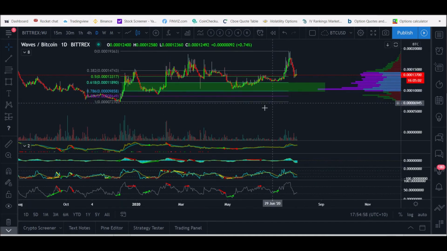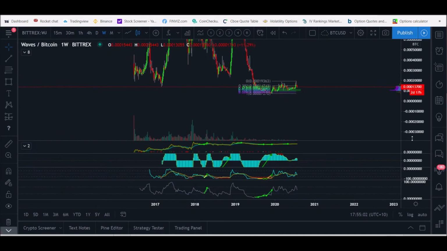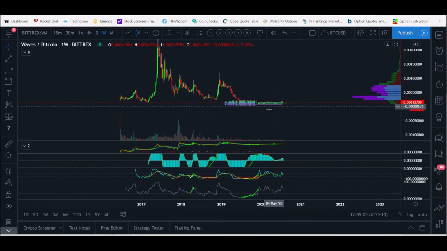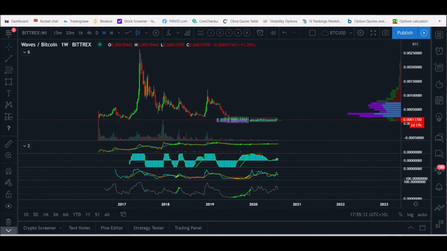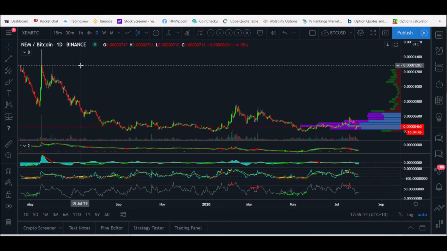So that's probably what I'm looking at with Waves, but long term Waves looks really good for growth here. They have put in the bottom, so this looks quite nice. So for a long term hold, Waves looks pretty good. Moving on to XEM or NEM. This has been in consolidation since September 2019, so we've been trading sideways for nearly a year.